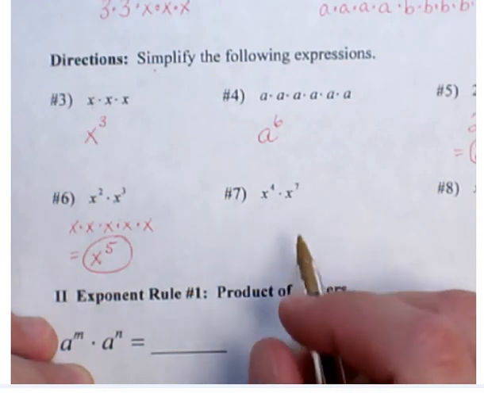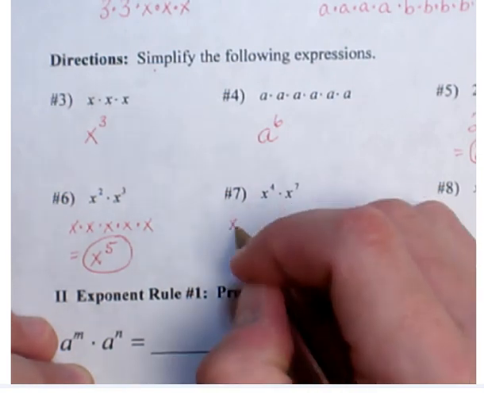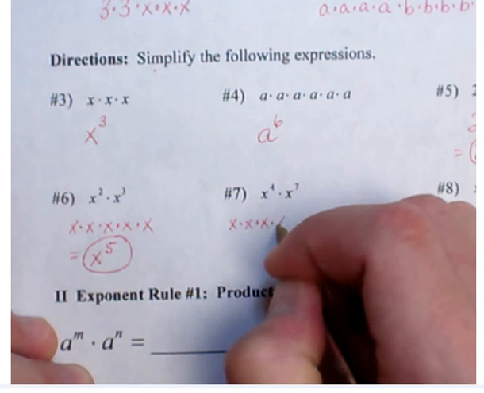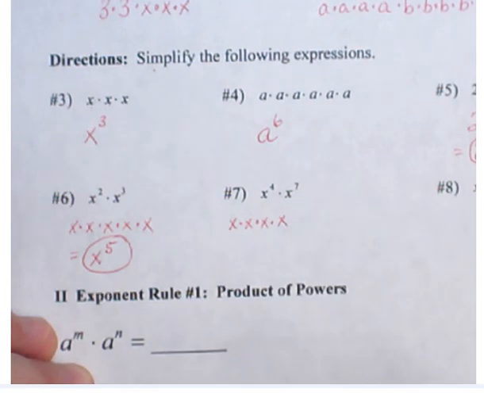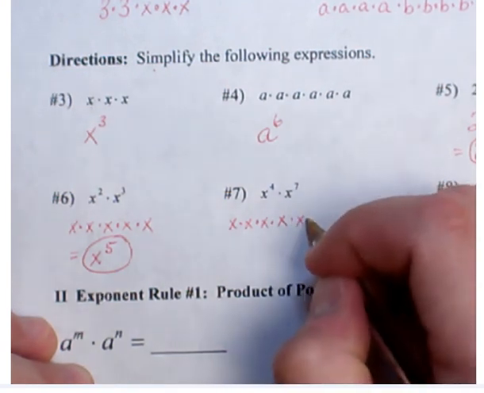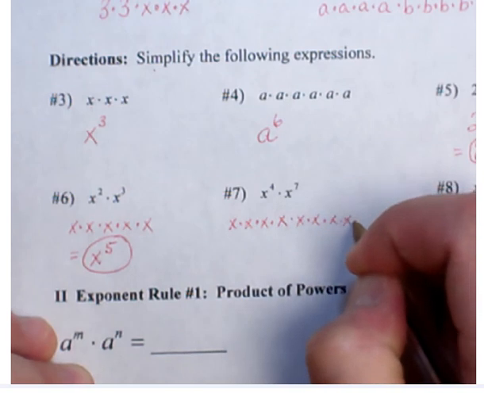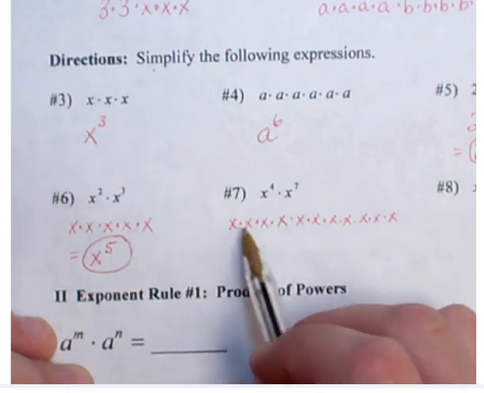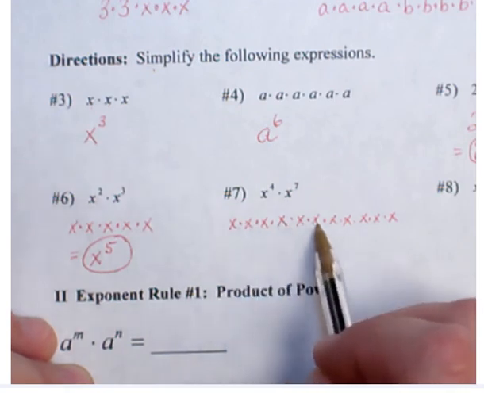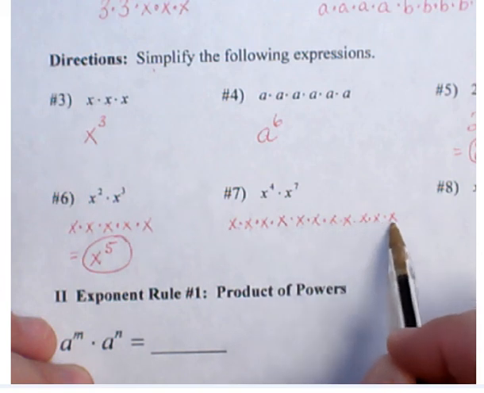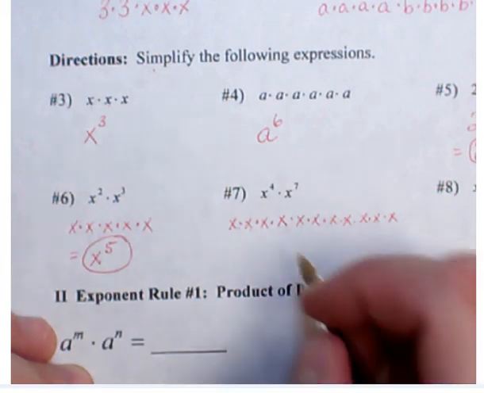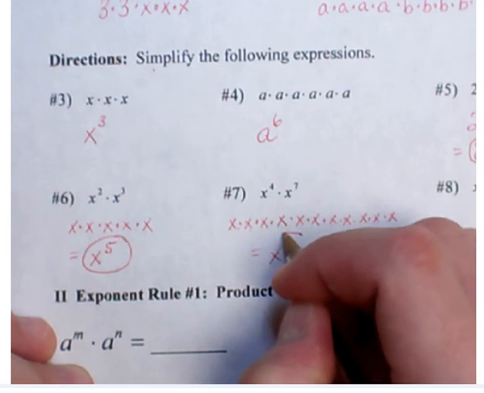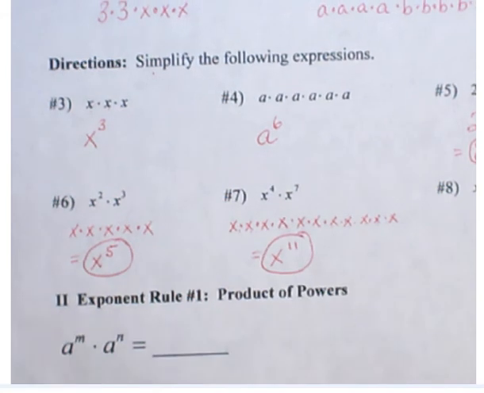Let's do the same thing with number 7. X to the 4th times x to the 7th. X to the 4th, x multiplies 4 times. X to the 7th, 4, 5, 6, 7. Okay, that's a lot of x's there. Let's count them up. So we got x to the 11th. X to the 11th.